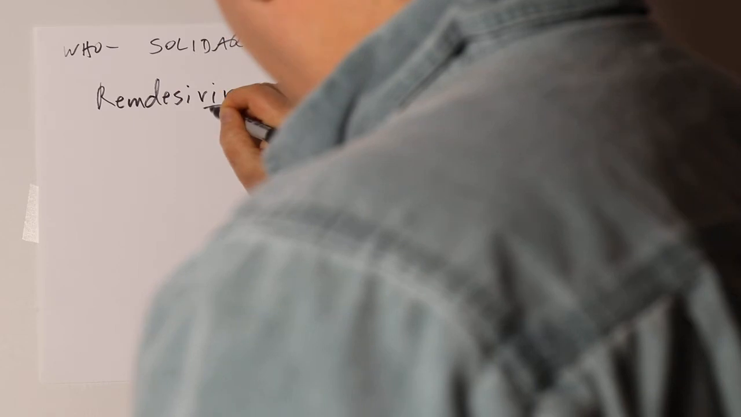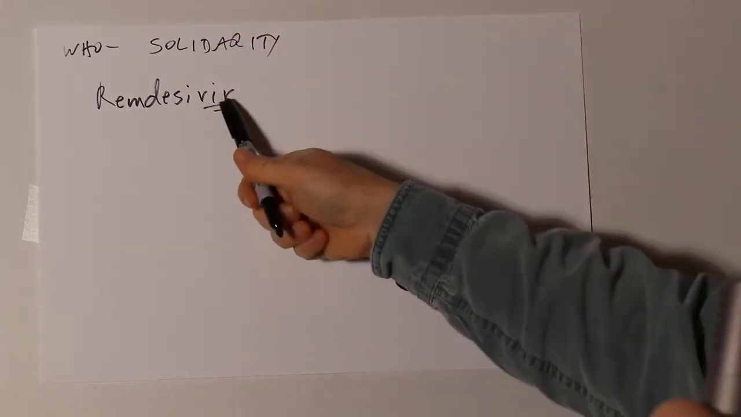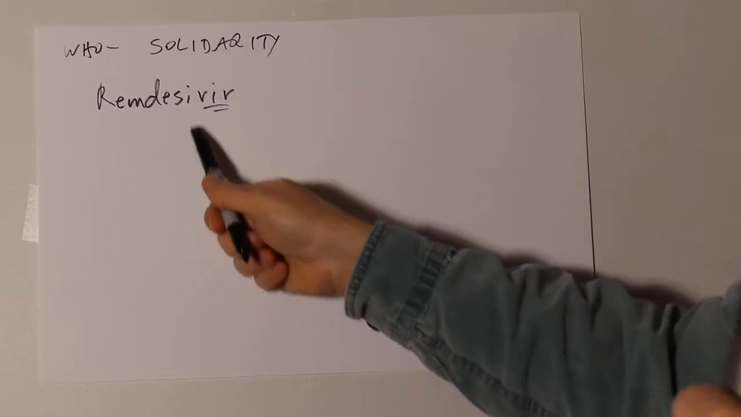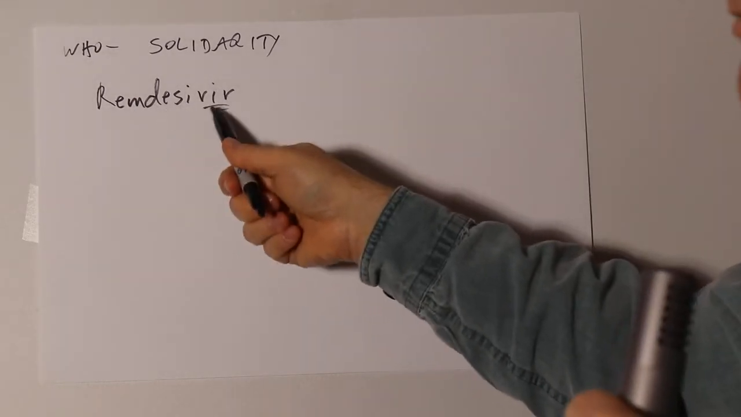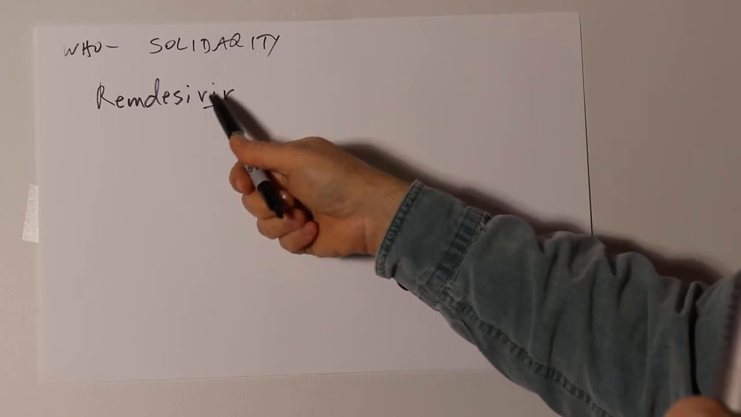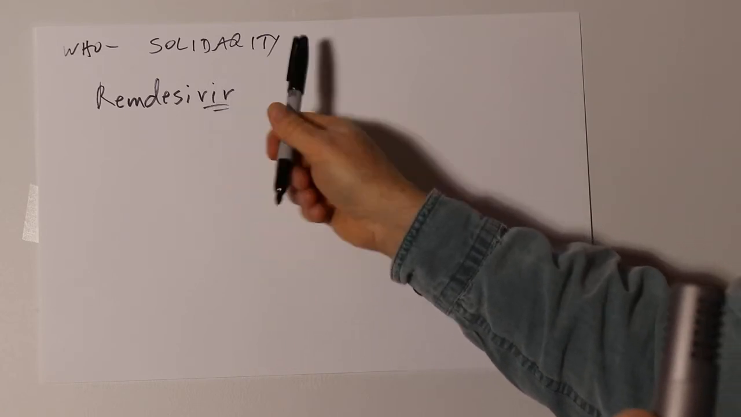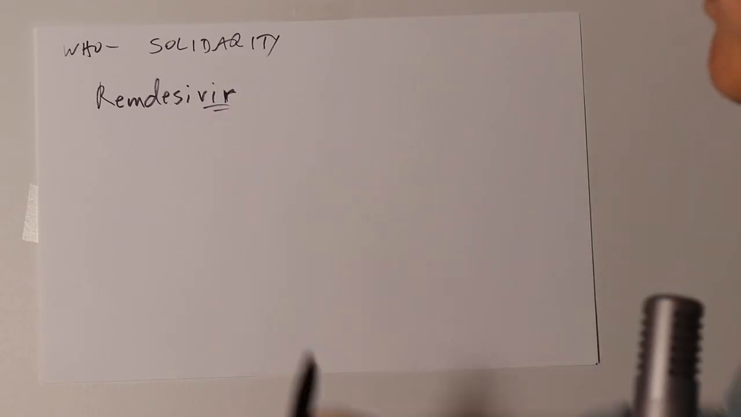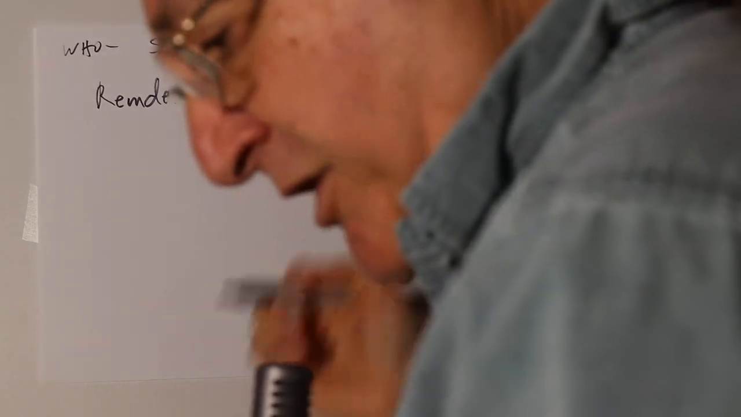So that VIR on the end of drugs is often used, so the name doesn't really tell you anything about what it does. It's just some name they've made up, and I don't know how they do that. But the VIR on the end is found on a lot of drugs that are antivirals. That's a V and that's an R. That's just for marketing purposes.